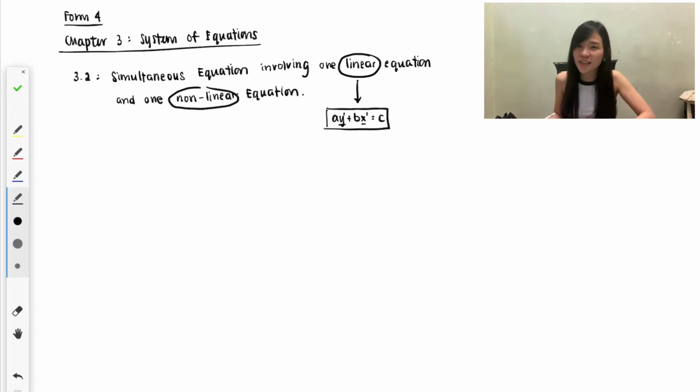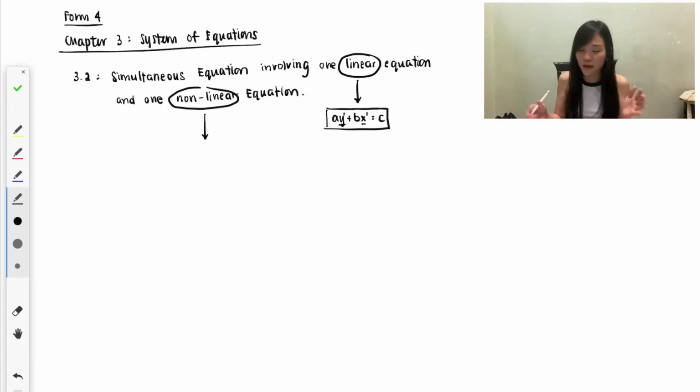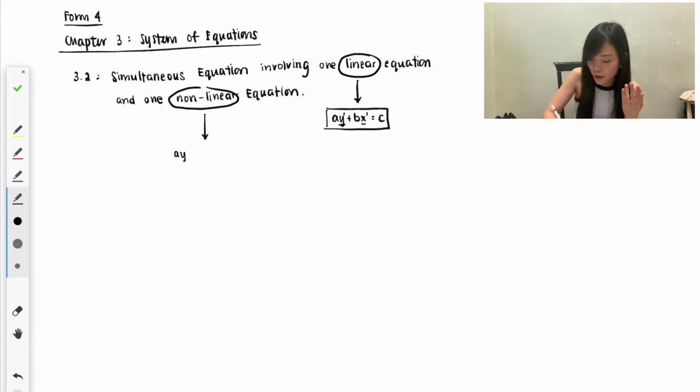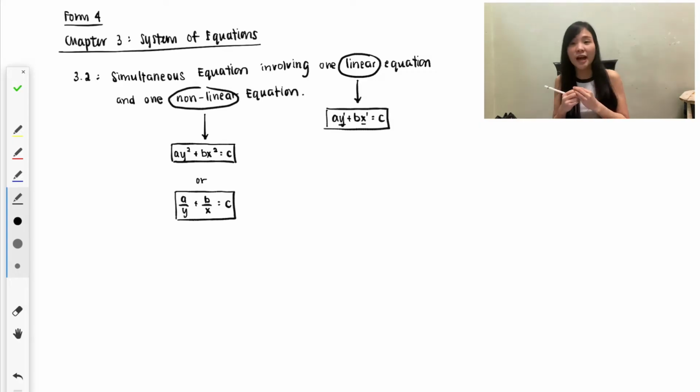Then what is a non-linear equation? A non-linear equation will be those that are not power 1. So not power 1, that means it can be power 2, or it can be power 3, but at your level usually it is just power 2 maximum. They might look like that, or they can be a fraction, a over y plus b over x equals c. So guys, today I will cover both power and fraction.